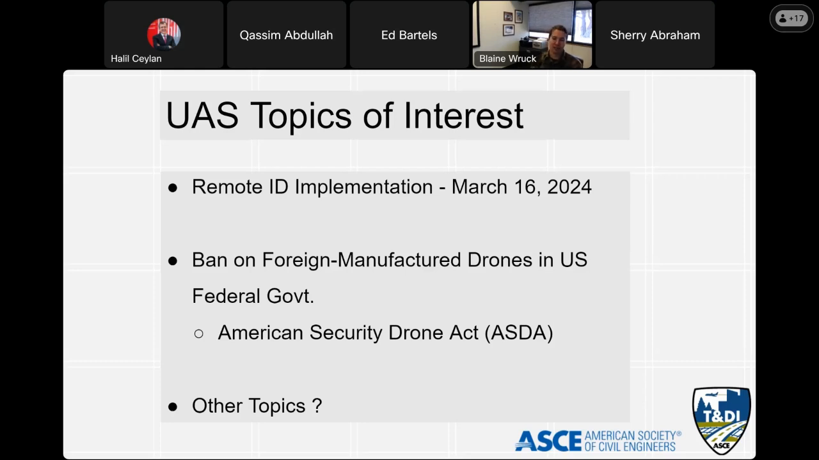It's kind of cost prohibitive for us to do that with this particular drone. So that's going to be retired from our fleet.